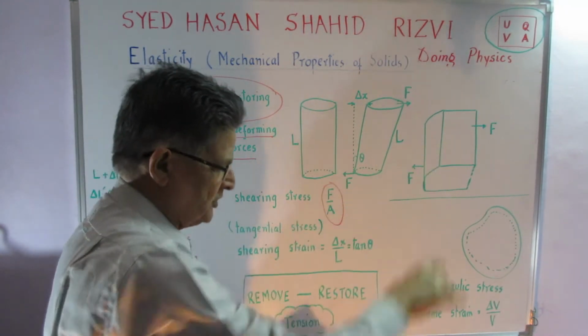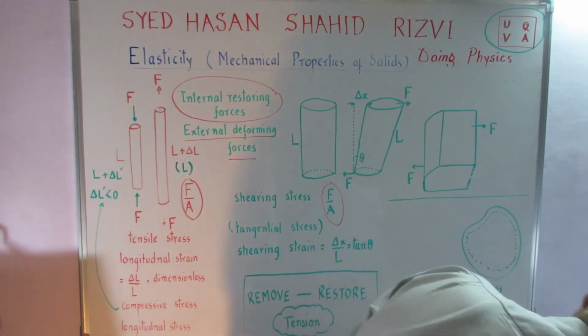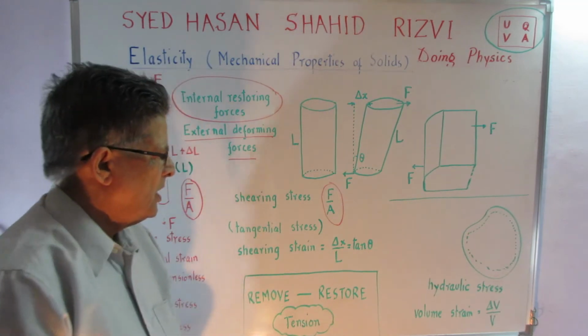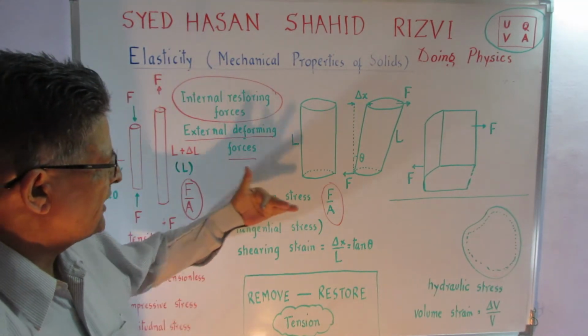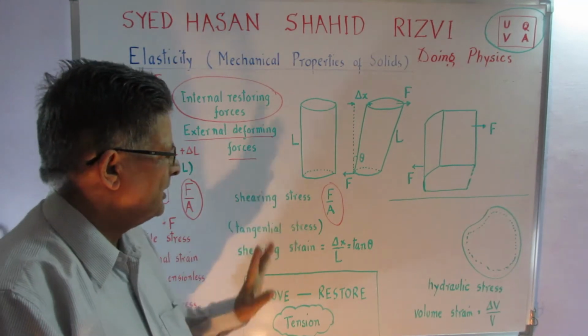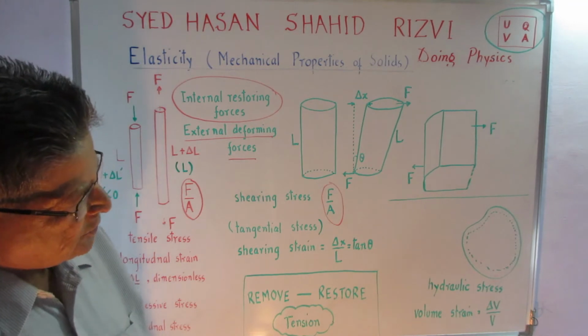So these pictures, these schematic drawings, show what the situation is for the shearing stress and the resulting strain, which we call the shearing strain. Now there is a third situation.